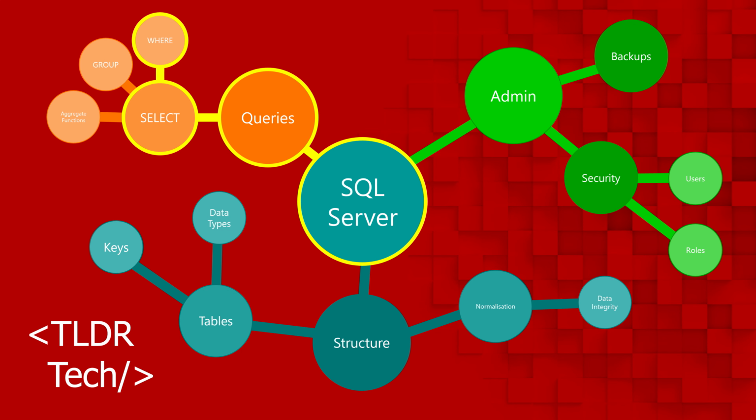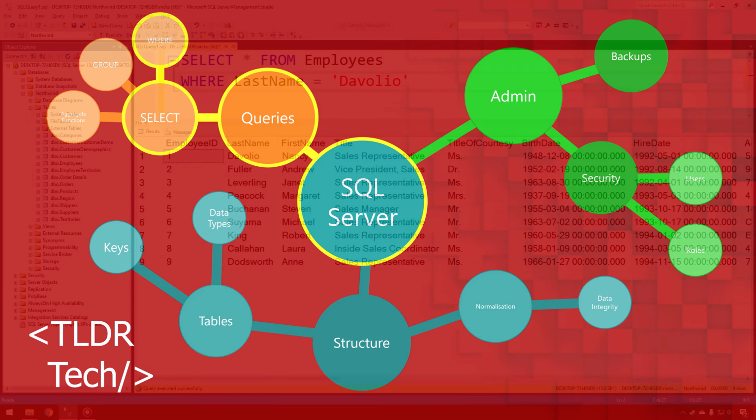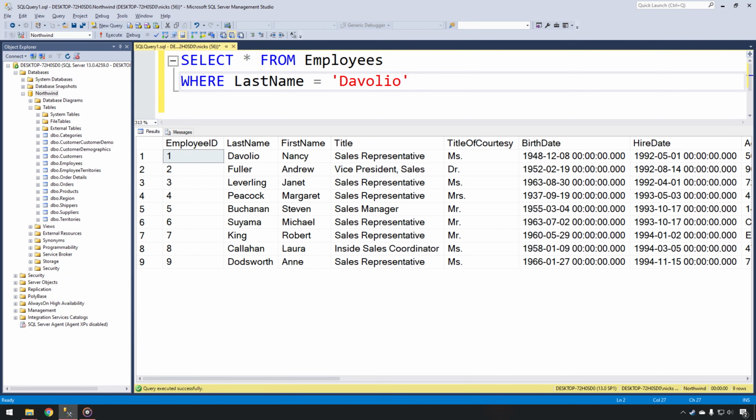And in this video, we're going to be looking at how to filter your query data using the where statement. The where statement is broken down into three main sections. First, we specify the where keyword. Next, which column we want to filter on. Finally, the filter condition. So in the query here, we are asking to return all data where the last name column is equal to Devolio.